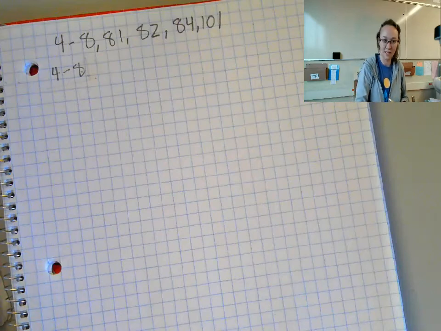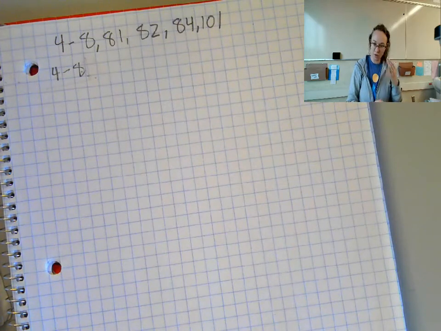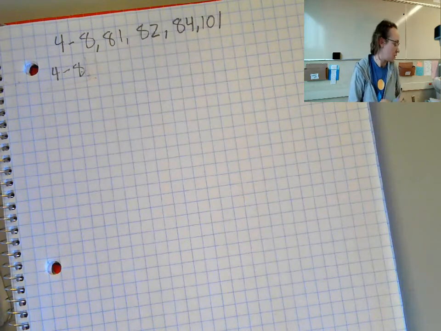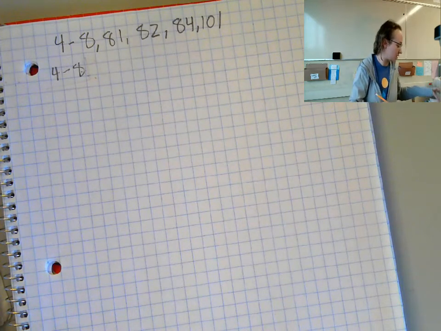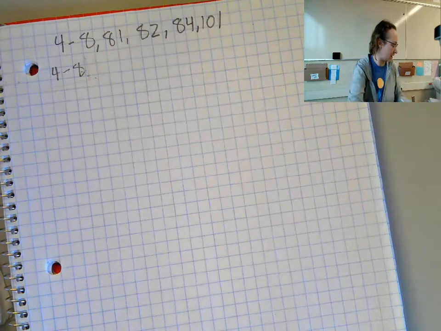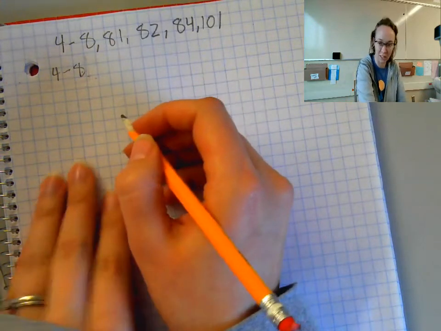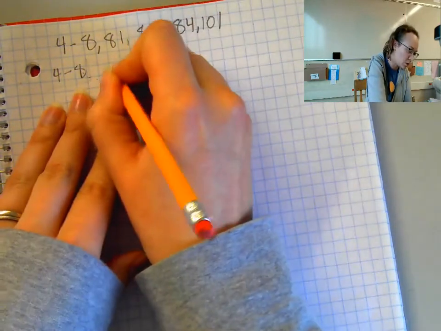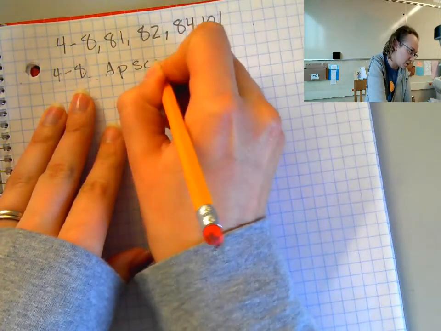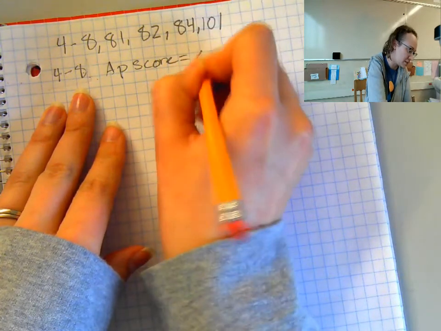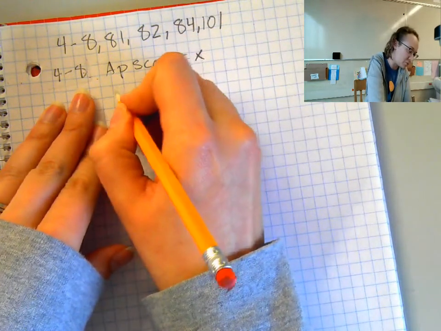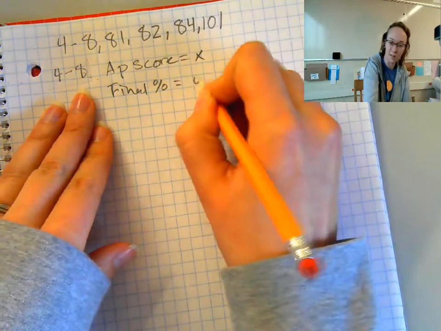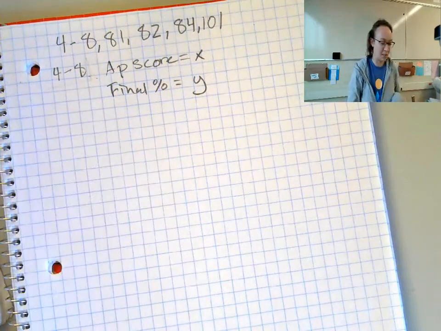All right, these are the answers for the fourth problem set from Chapter 4, Systems of Equations. We start off with 4-8, which is making a scatter plot, drawing a line of best fit, and then using it to predict a score. So the AP score, I'm going to let that be on the x-axis, and the final percent, I'm going to let that be the y-axis, and I'm going to set up my axes.